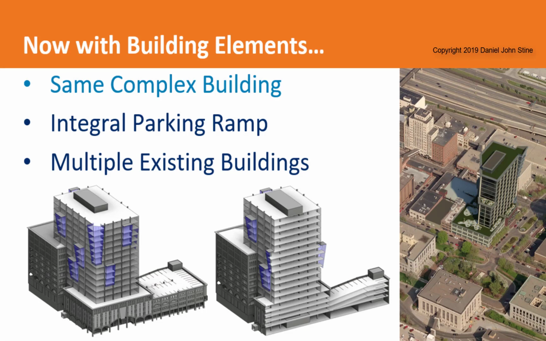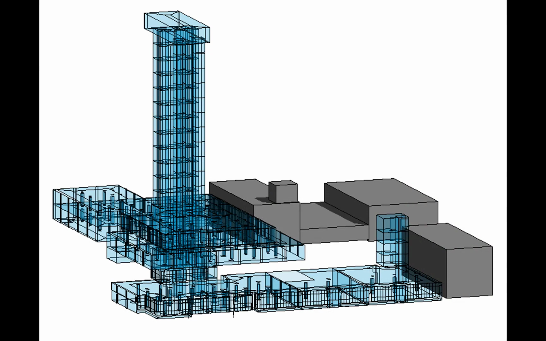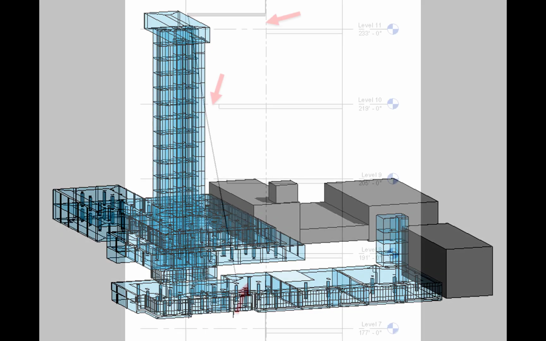As this complex building evolves, we again give way from massing to building elements. Here you can see a fairly detailed Revit model with an open parking ramp with sloped floor surfaces, and the first time that we create an energy model, we see it's sort of a mess. There's not actually a fully enclosed building.